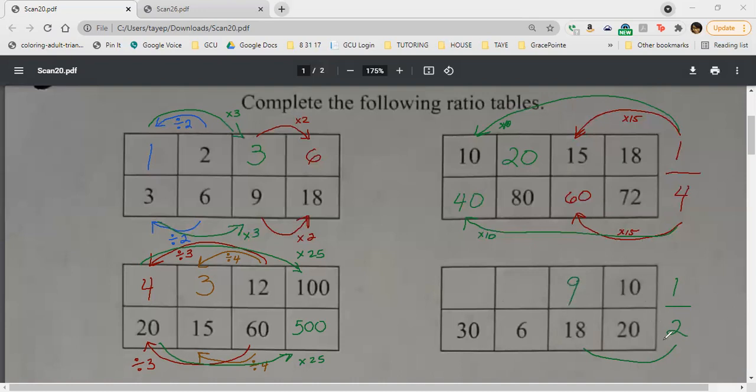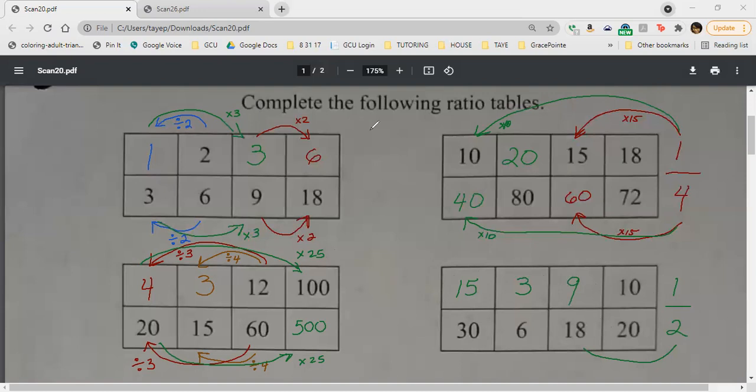All right, let's look. From 2 to 6, I multiply by 3. So I'm going to multiply my numerator by 3. 1 times 3 is 3. From 2 to 30, I am multiplying by 15. So I need to multiply my numerator by 15. 1 times 15 is 15. And notice these all reduce to 1 to 2 ratios. So these are all equivalent to each other.